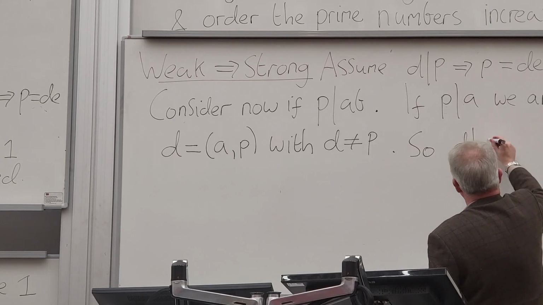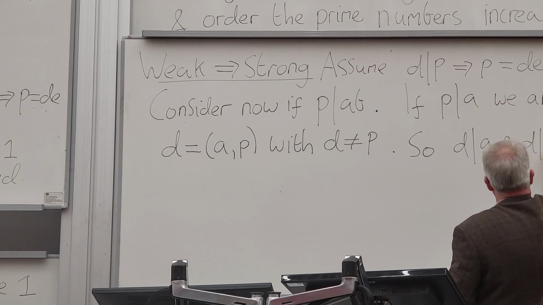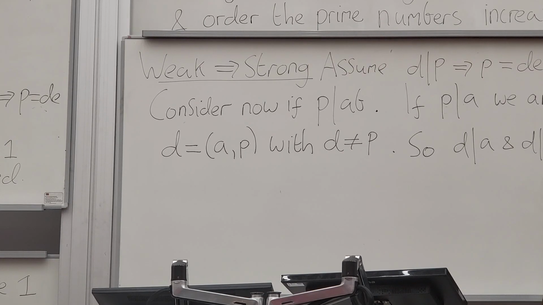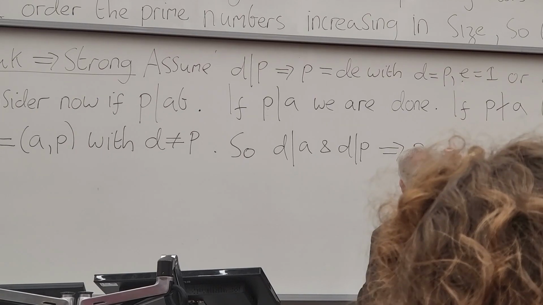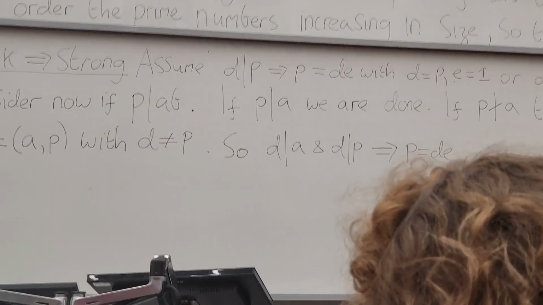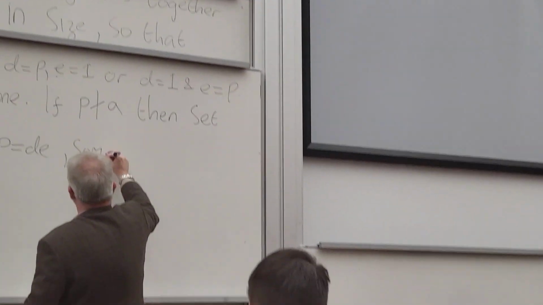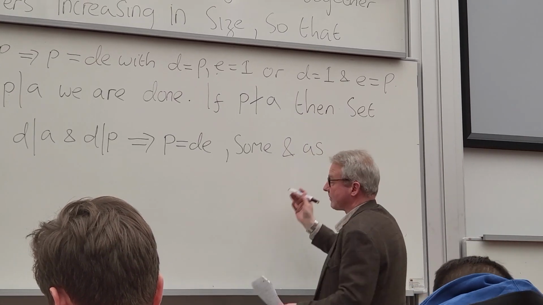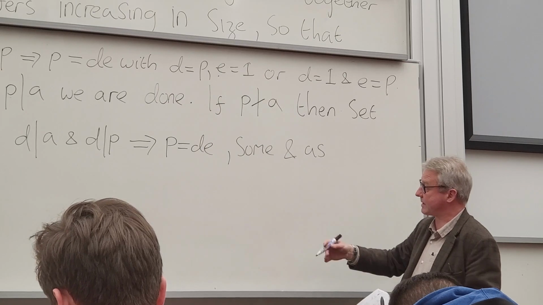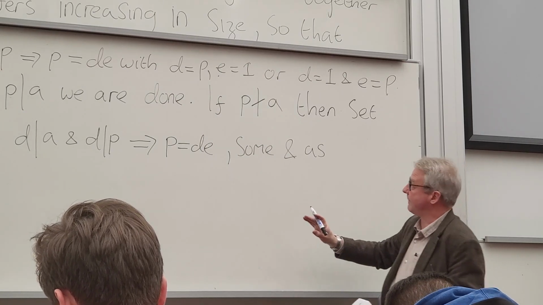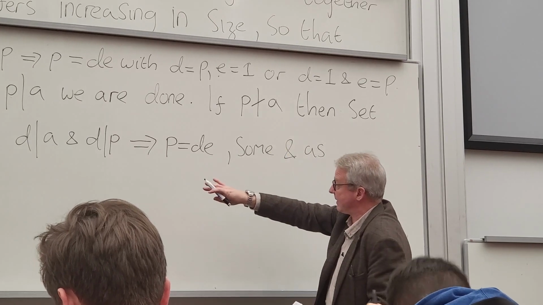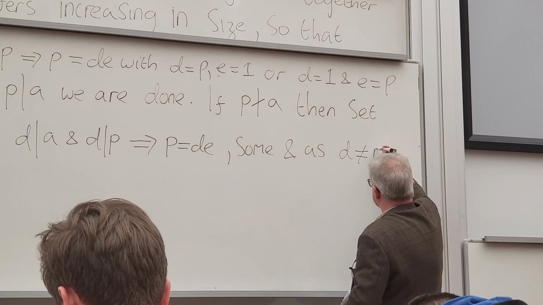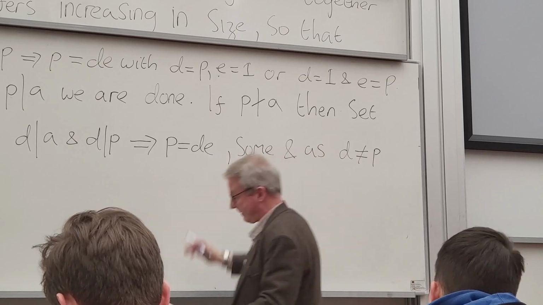So D divides A and D divides P. Now we're assuming the weak definition, which implies P equals DE for some E. So by the weak definition, either D is P, E is 1, or D is 1, E is P. But we've ruled out one of those because we're in the case P doesn't divide A, which means D can't equal P. So we must have D is 1 and E is P.